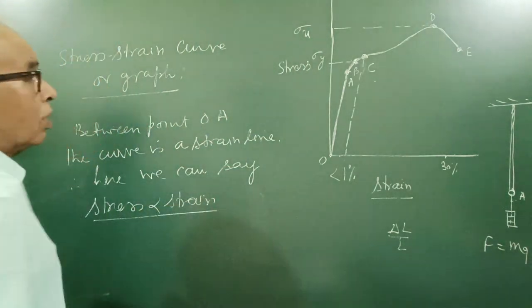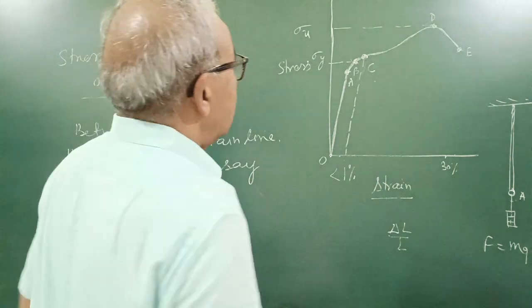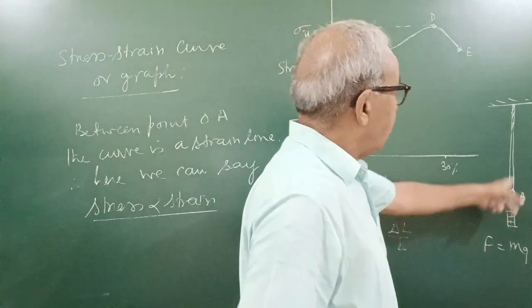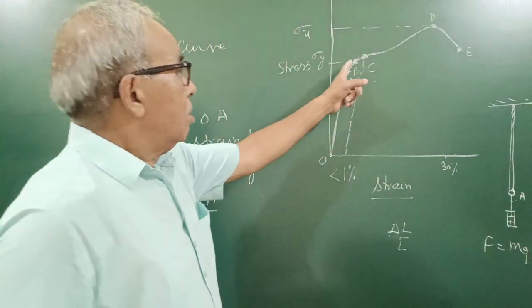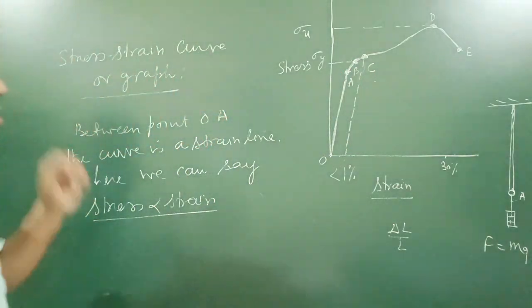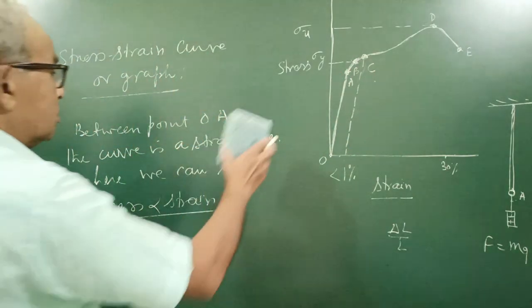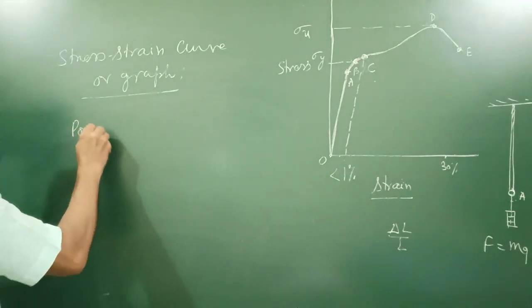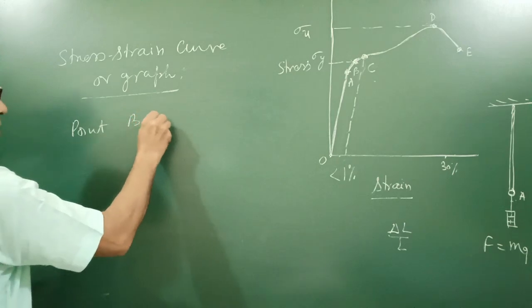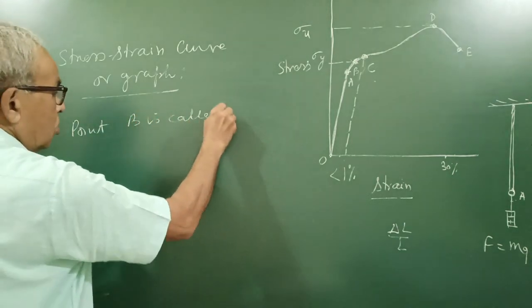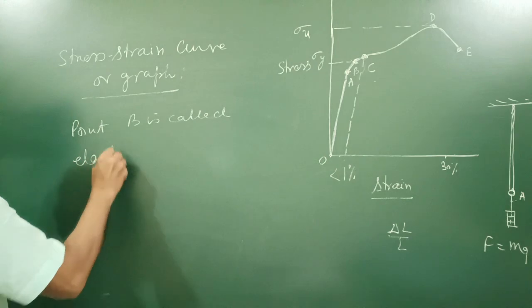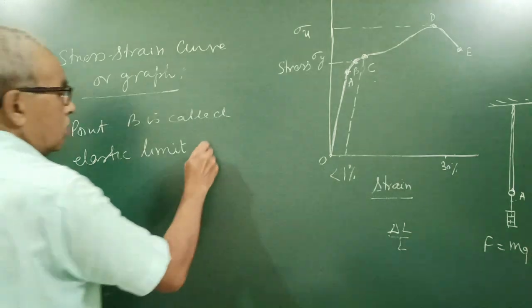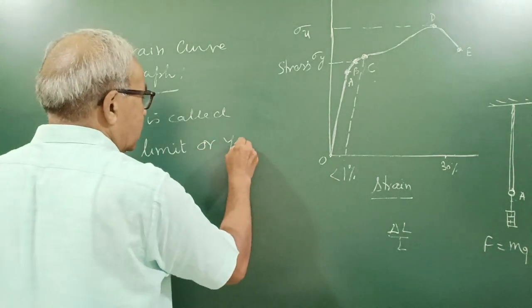But if we reload the wire, it regains its original dimensions, and point B here is called the elastic limit or yield point.